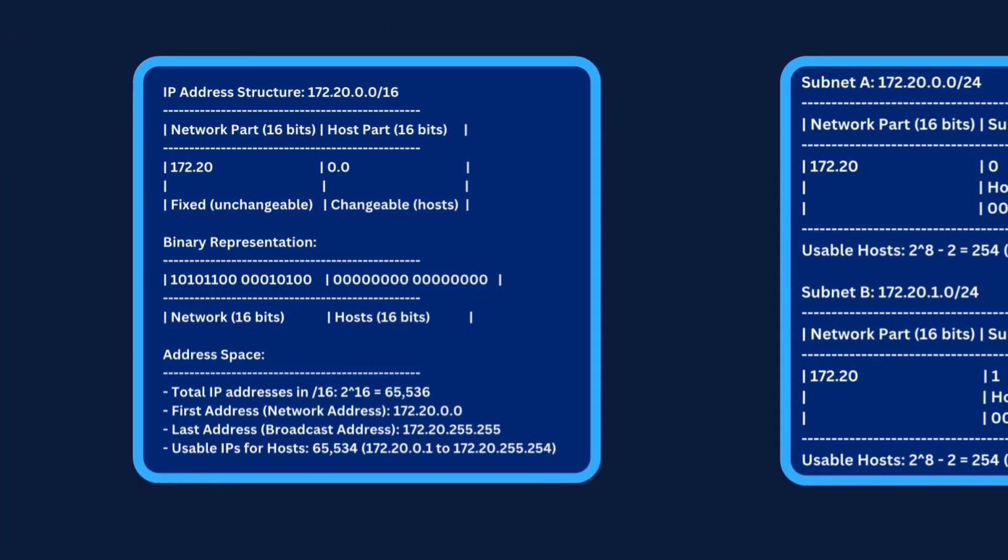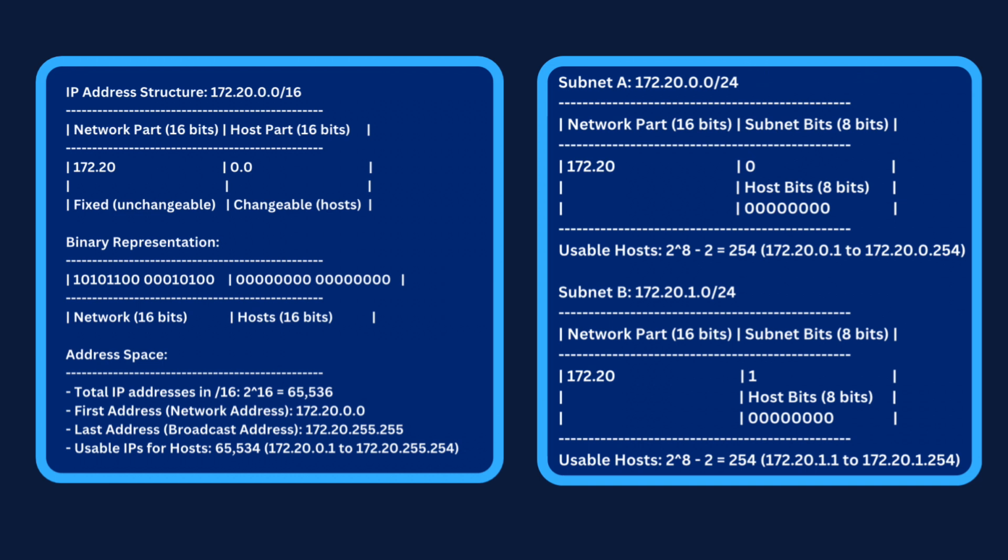The left diagram breaks down two parts. 1. The network part: fixed, unchangeable, defines the network, e.g., 172.20. 2. The host part: changeable, allows assigning unique IPs to devices in the network. The right diagram breaks down the example of subnets within 172.20.0.0/16. If we split the /16 into smaller subnets, the /16 network is like a neighborhood, and each subnet, e.g., /24, is like a block within the neighborhood with its own houses, hosts.